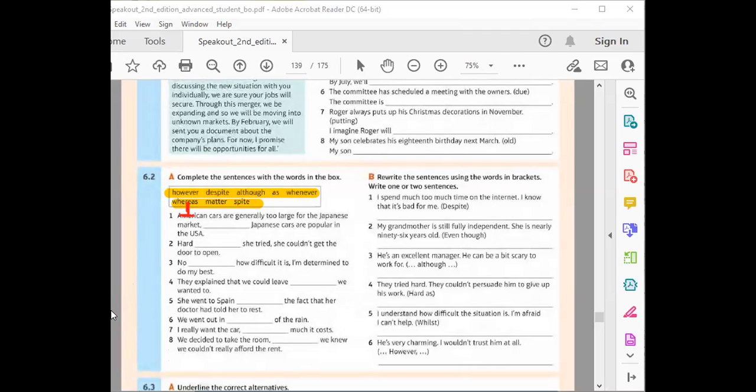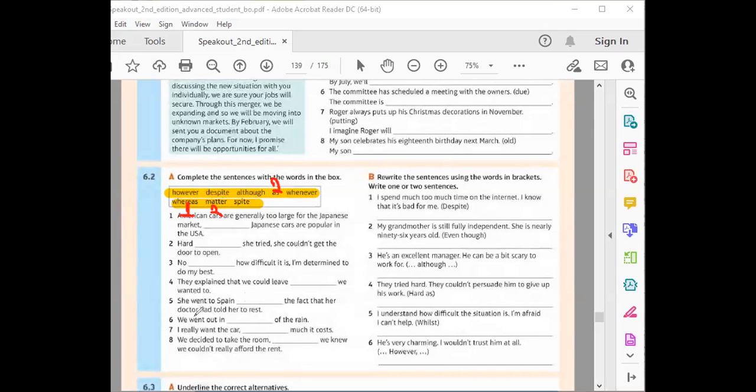Hard as she tried, she couldn't get the door to open. Correct. Hard as she tried, she couldn't get the door to open. And this is 2. Oops, sorry. Okay, take another one, please. No matter how difficult it is, I'm determined to do my best. Correct. No matter how difficult it is, I am determined to do my best.